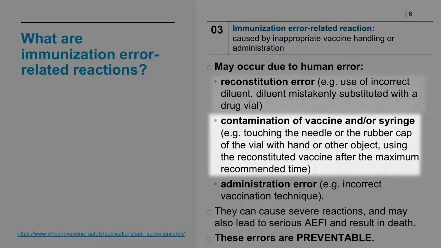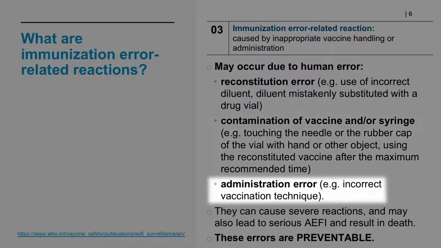The next one is a contamination of the vaccine or sometimes a contamination of a syringe. This can occur when there is a touching of the needle or the rubber cap of the vial with a hand or any other object. Or it could even occur because of the use of a reconstituted vaccine after 6 hours of its reconstitution. Sometimes it can occur because of an administration error, that is an incorrect vaccination technique.